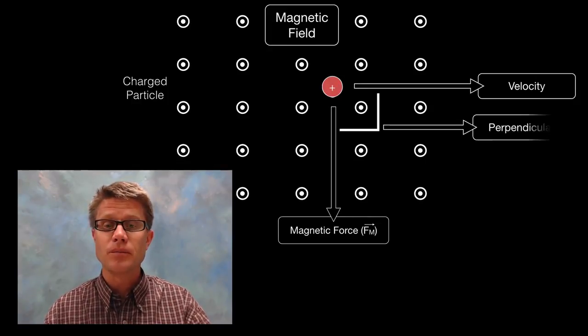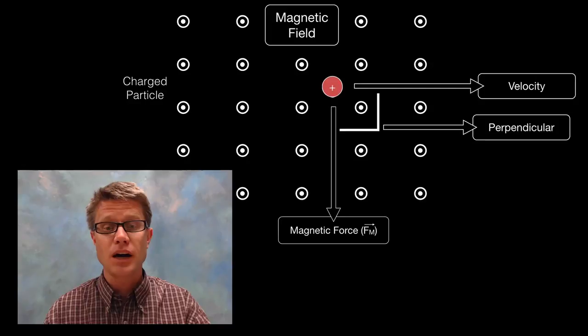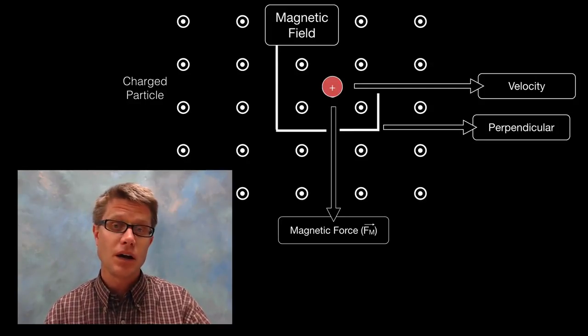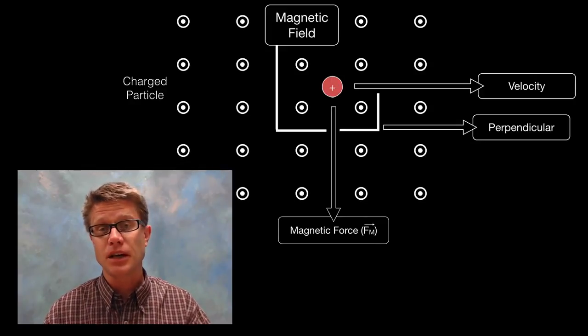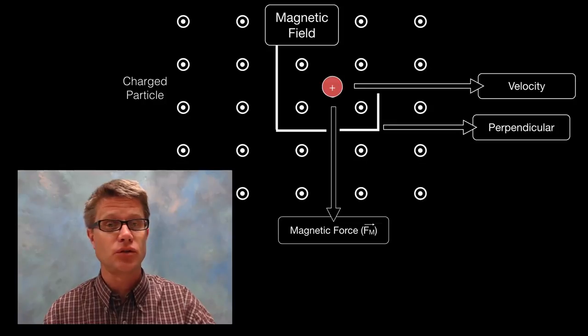Now, what you need to remember is that the magnetic force is perpendicular to the velocity, and it's also perpendicular to the magnetic field. But the velocity vector and the magnetic field vector don't have to be perpendicular to each other.